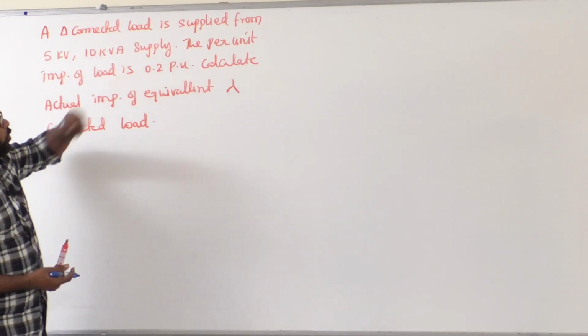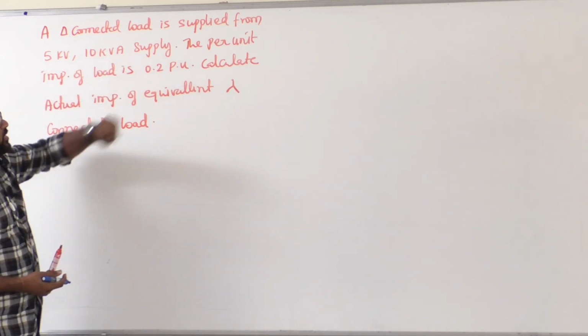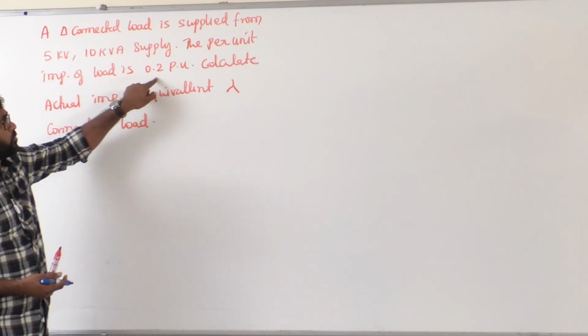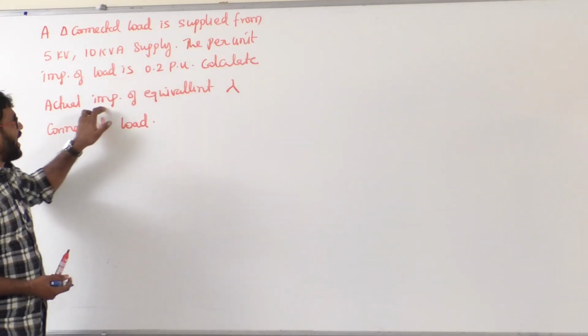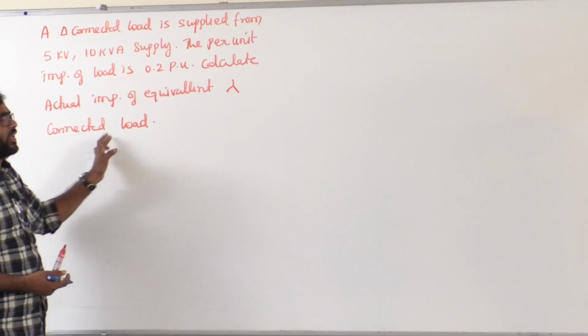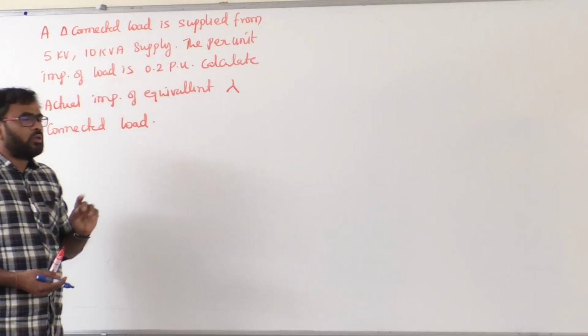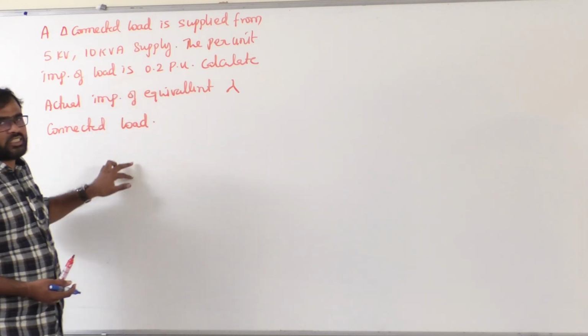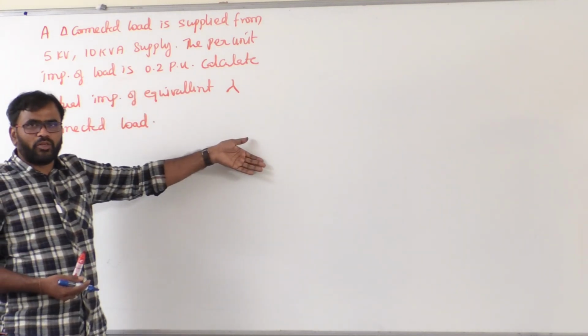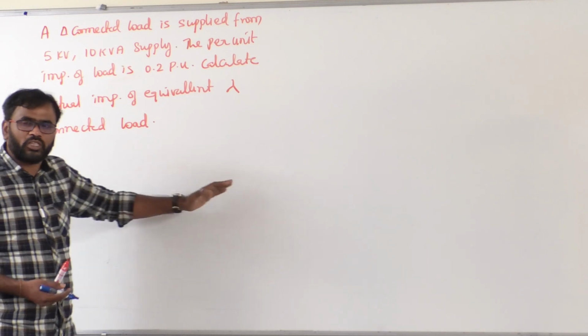A delta connected load is supplied from a 5 kV, 10 kVA supply. The per unit impedance of the load is 0.2 per unit. Calculate the actual impedance of the equivalent star connected load. There are two ways to solve this. One is by applying Z star per unit equal to Z delta per unit.